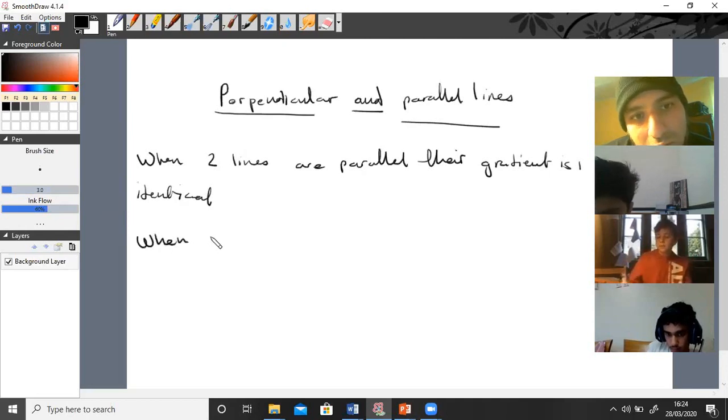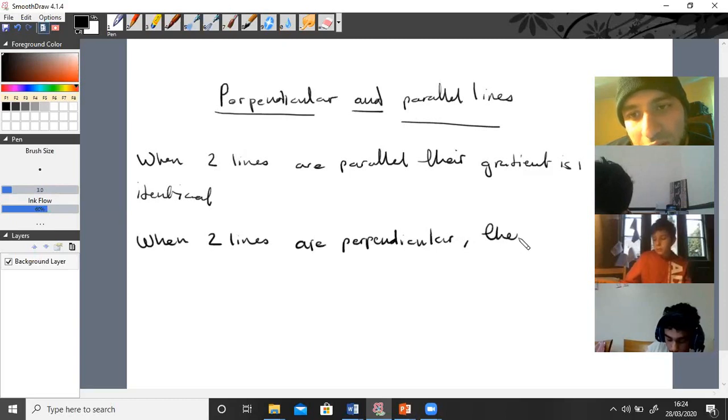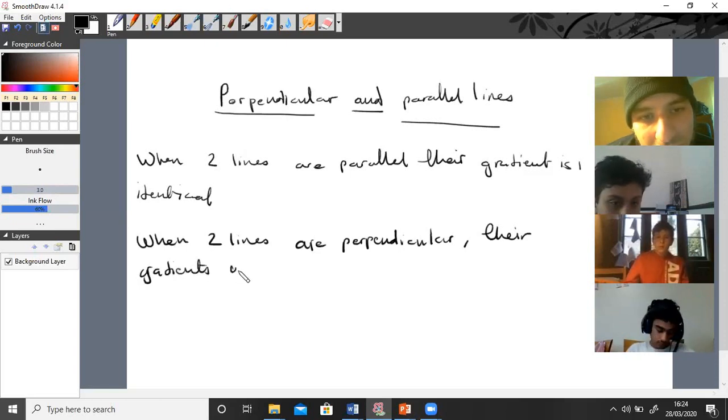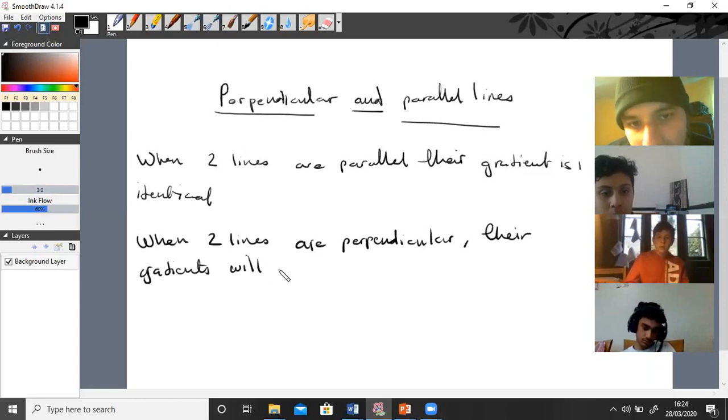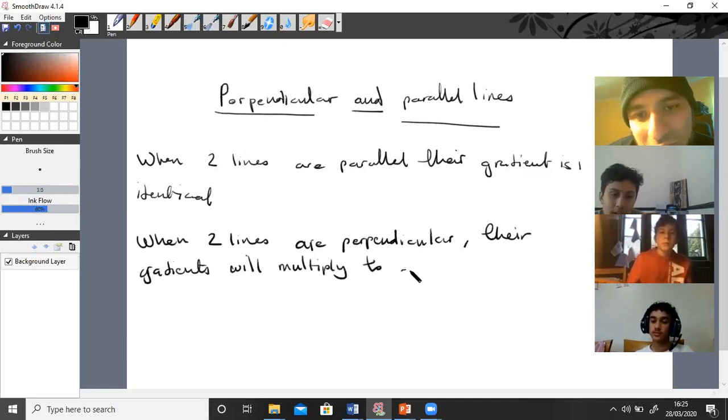When two lines are perpendicular, their gradients... Someone finish this sentence off for me. Their gradients will do what? They multiply to minus 1. Yes, they multiply to minus 1. So m1 times m2 equals minus 1.